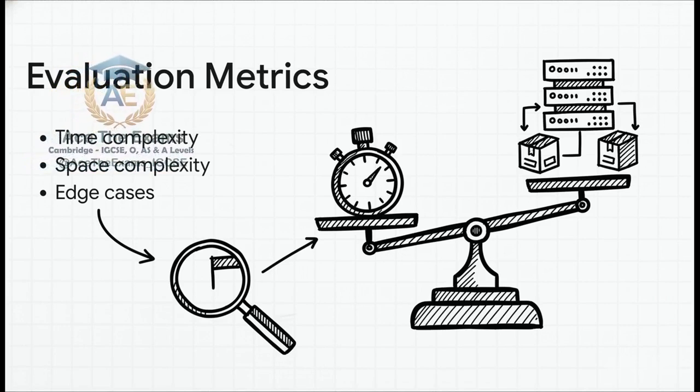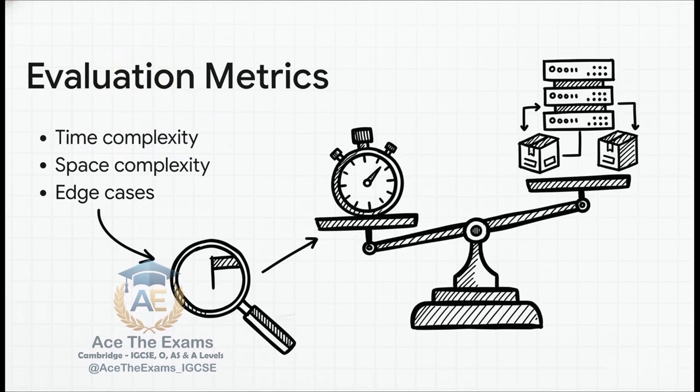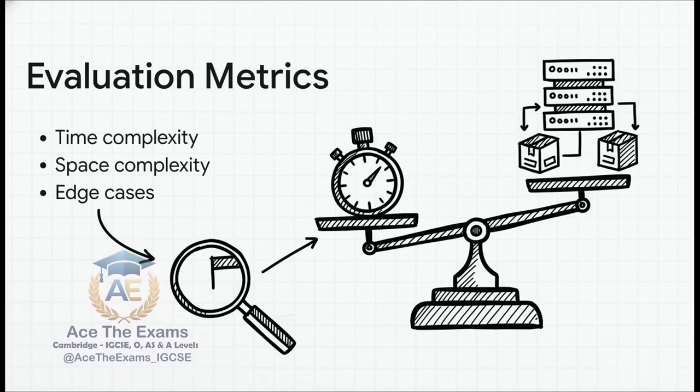Evaluating this isn't just for standard coding questions. It applies directly to database structure. Top candidates will point out that defining an index using DDL drastically improves the time complexity of read operations, but it costs you space complexity. That is the exact level of depth required to get the A-star.